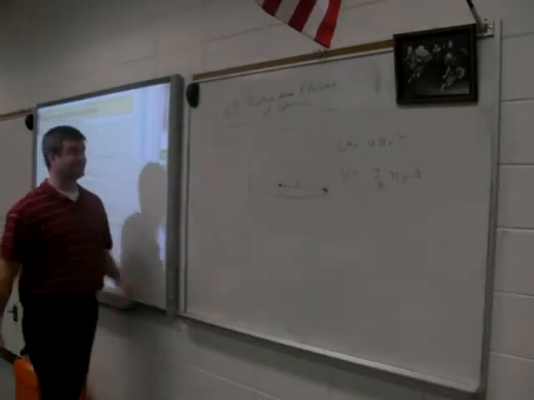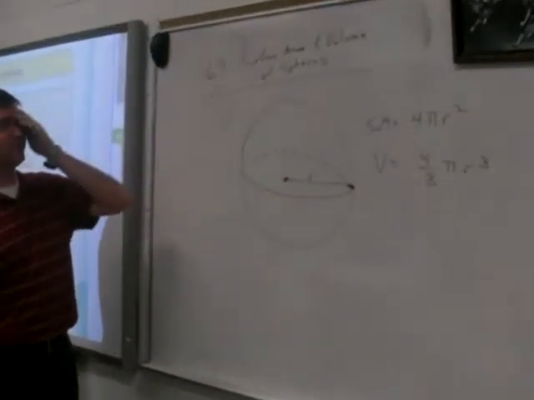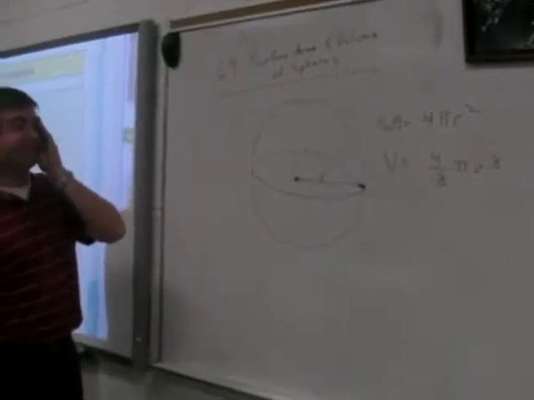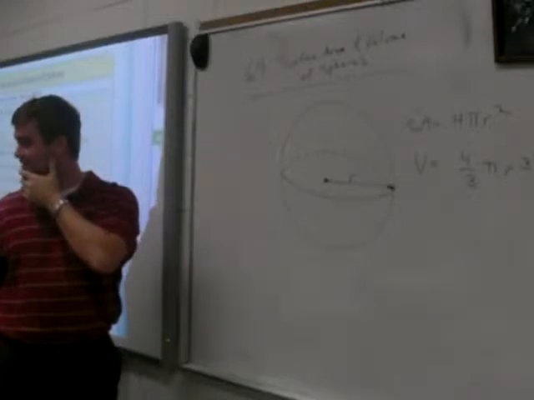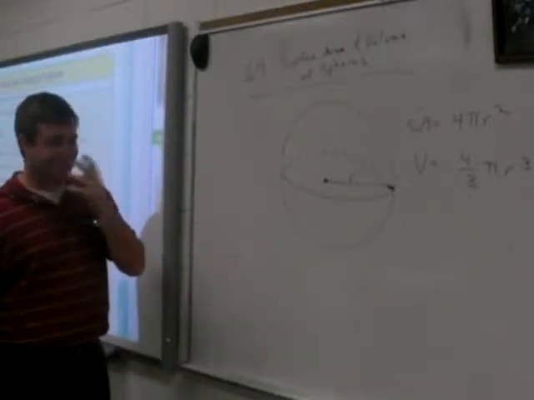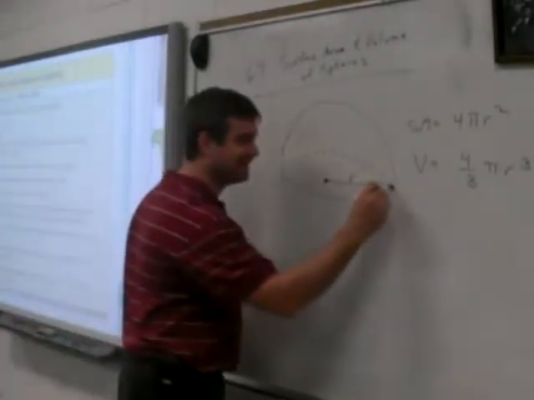Here we are, the last section of chapter 6, surface area and volume of spheres. Okay, everybody say sphere. Sphere. All right, very good. I say it weird just to make sure I say it correctly.